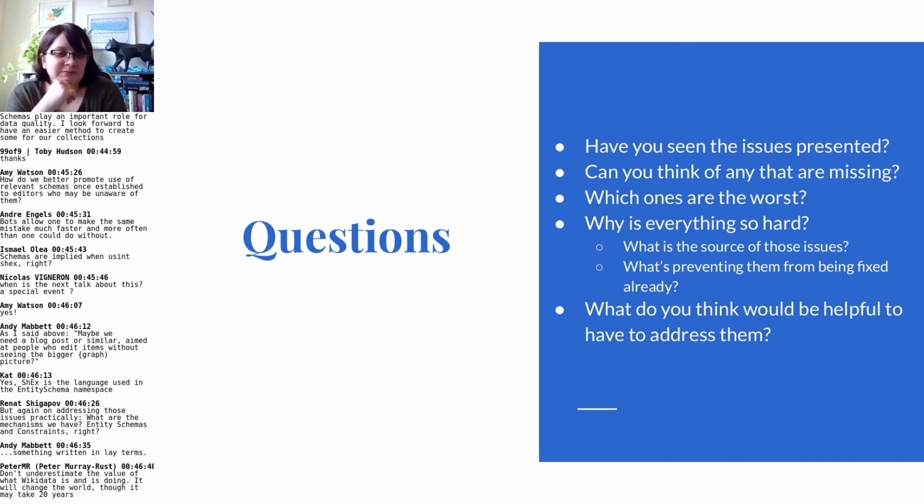And Andy is suggesting maybe we need a blog post or something similar aimed at people who edit items without the bigger picture, the bigger graph in mind. Yeah, that might also be helpful, and that would be a good resource to point people to who might need a bit of help understanding that. I think we have this page on Wikidata called Basic Membership Properties. I don't know how widespread its use is, but that should explain some of that, but maybe it can be improved.